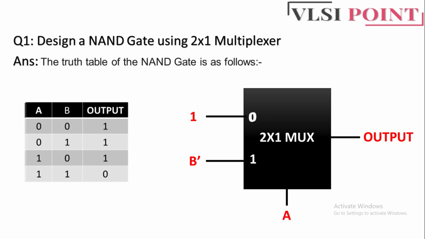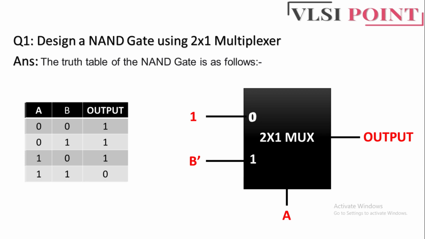So what you can take here is a 2x1 multiplexer. A is given as the select line. Whenever A is 0, the input should be 1 so that it will be given to the output. Whenever A is 1, B bar should be given to the multiplexer in order to get the negation of the values in the output. So this is how you can implement a NAND gate using a 2x1 multiplexer.